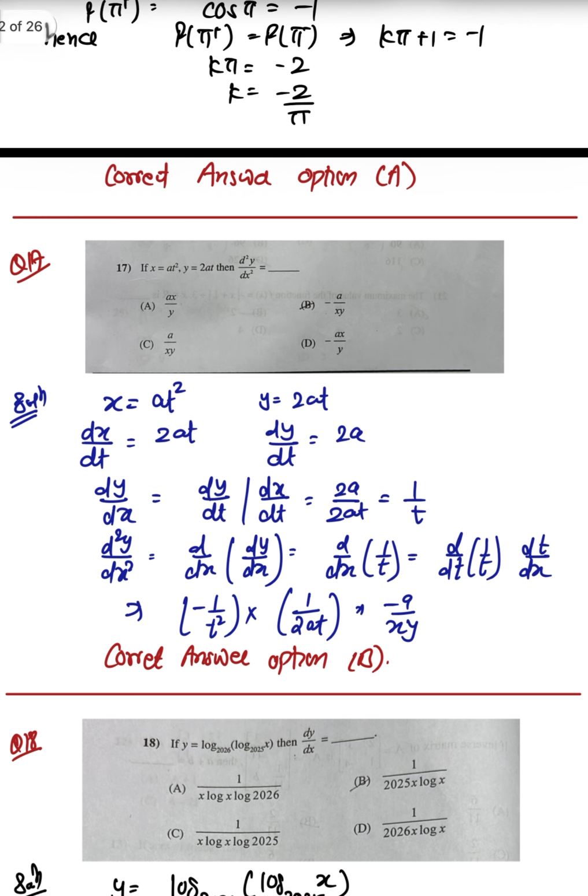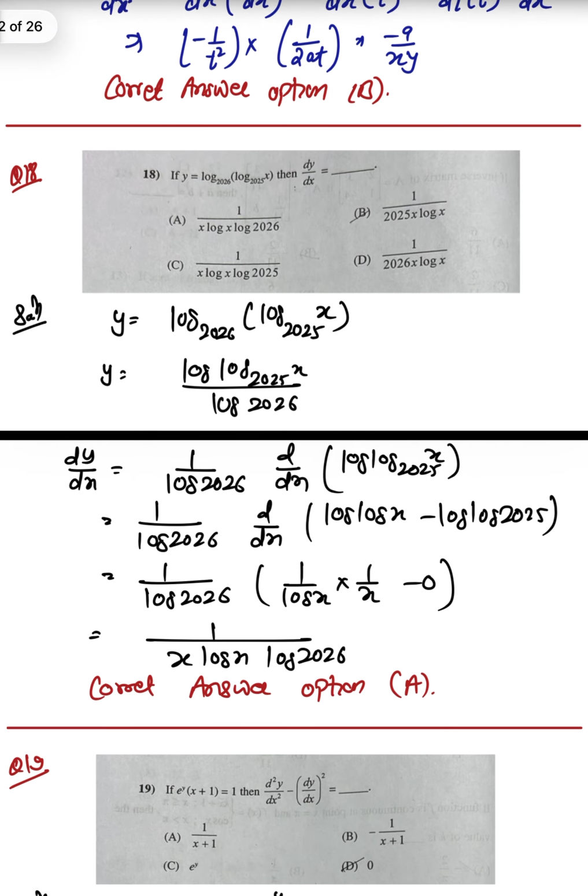17th problem, that is x is at square and y is 2at is given, and we have to find d square y upon dx square, the double derivative. So we'll find dy by dx first. So dy by dx we can find using dy by dt and dx by dt. It is parametric differentiation. Okay. So 2a upon 2at, it is 1 upon t. D square y upon dx square, you get d by dx of dy by dx. So you will get 1 by t and dt by dx. So we'll get minus 1 upon t square, and dt by dx is 1 upon 2at. If we put the t square value, you will get minus x by a, and 2at is y. So option B is satisfying.